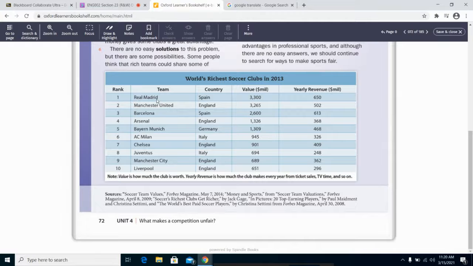Real Madrid, they have a yearly income of $650 million. Manchester 502, Barcelona 613, Liverpool $296 million. So this is the money they have.